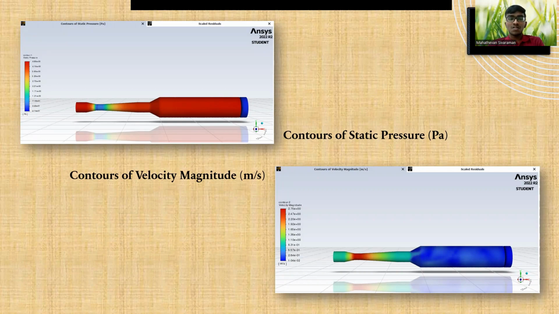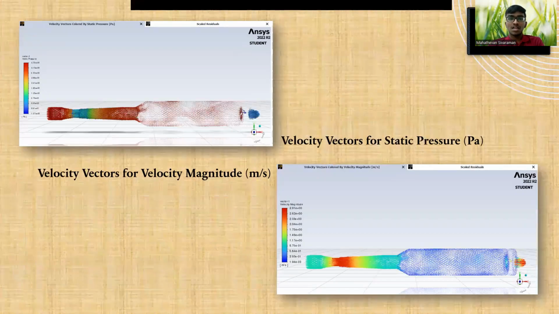First of all, we can see the results of contours of static pressure in Pascal, and also contours of velocity magnitude in meters per second. And for the vectors, we can see the velocity vectors for static pressure in Pascal, and also velocity vectors for the velocity magnitude in meters per second.